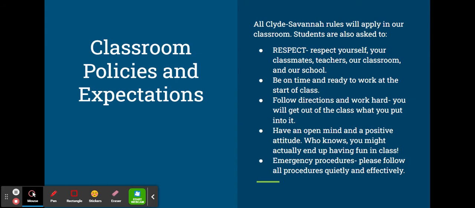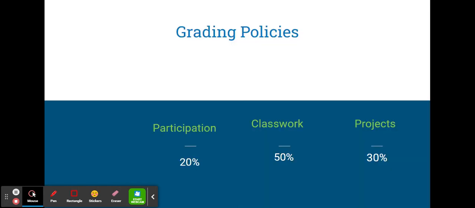My classroom policies and expectations are similar to the rules for the school. Two things that I want to highlight, though, are that I expect respect. I expect students to respect themselves, respect their classmates, respect the teachers in the room, respect our physical space, and respect our school. I also expect that students are on time and ready to work at the start of class. However, I also understand that we all have days that make that really difficult to accomplish, and I always take that into consideration with students.